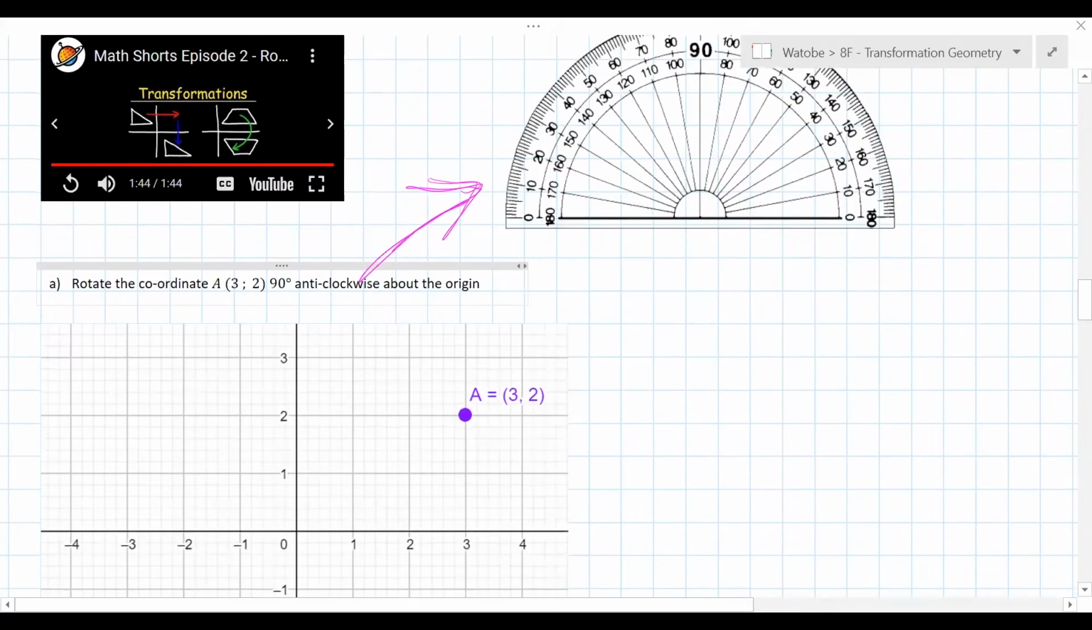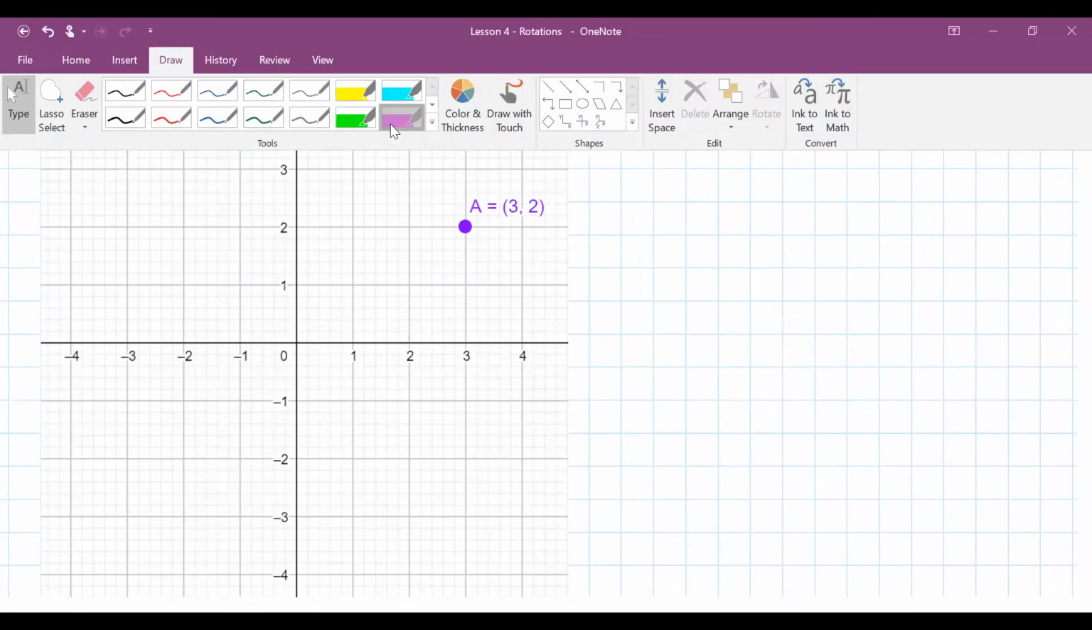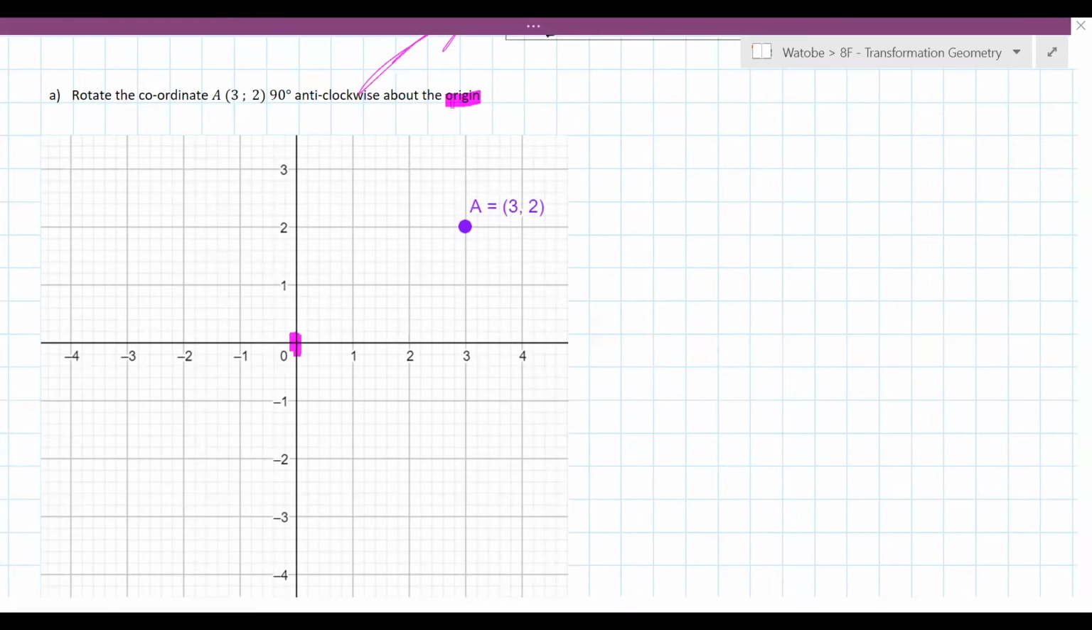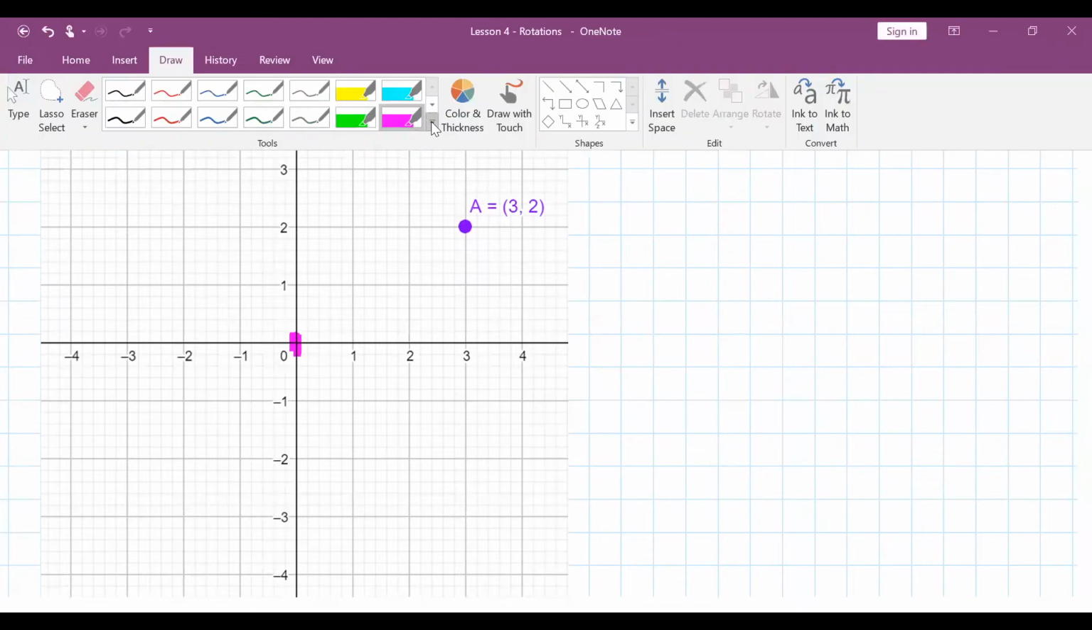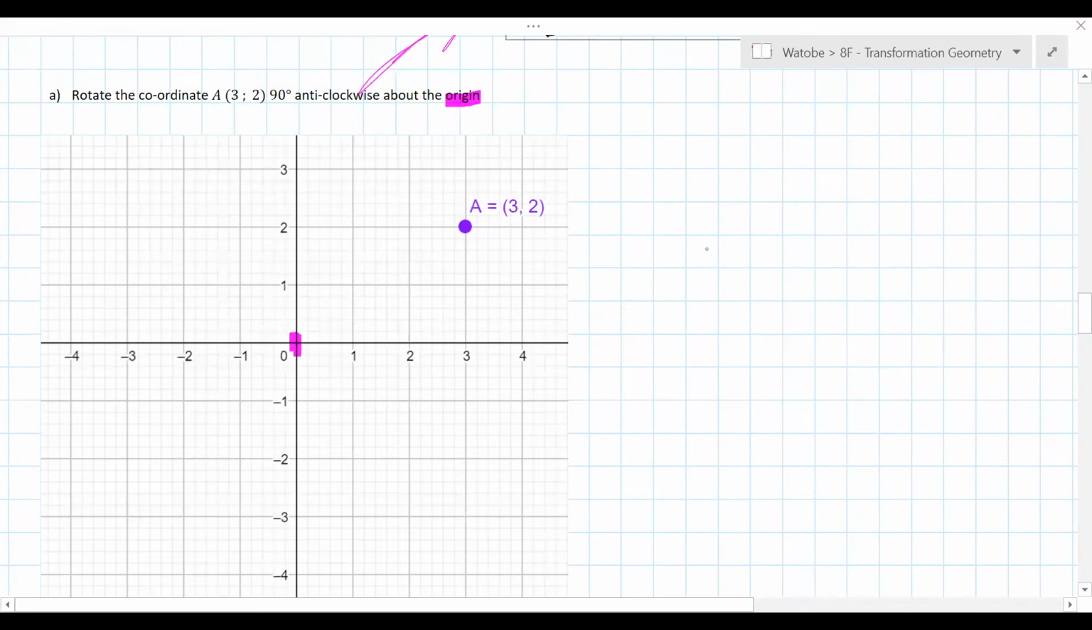Now, remember, they spoke about, and when I say they, I'm talking about the video, we spoke about the fact that we want to be able to move the shape around a central point. As I said, in grade 8, our center of rotation is always going to be the origin. Okay, so this point at 0, 0 is always going to be our center of rotation. We have a coordinate here, which is coordinate A at 3, 2. I have plotted that coordinate for you. And we need to rotate it according to the instructions. So the instructions say to me 90 degrees anti-clockwise.